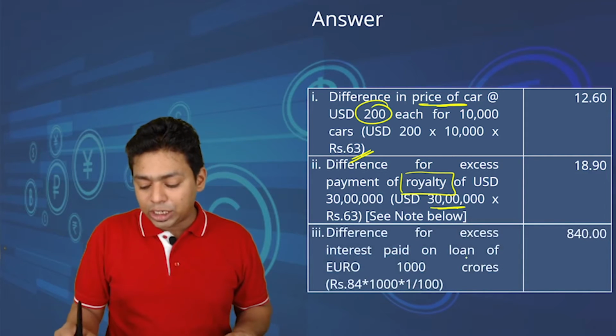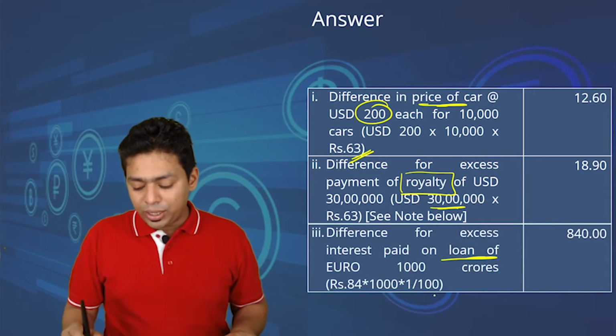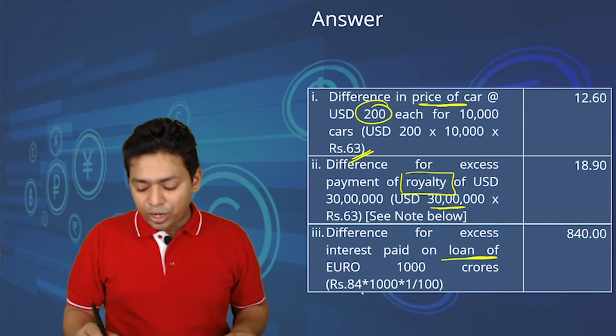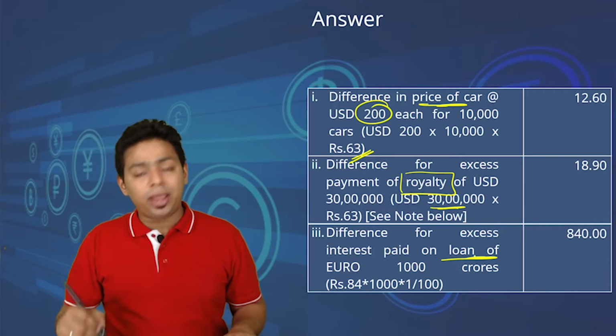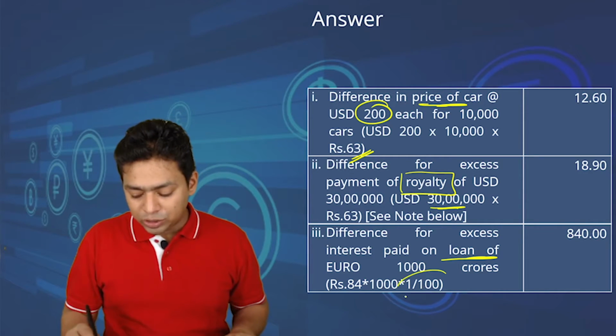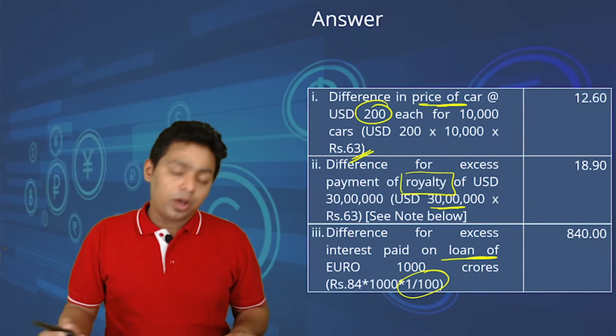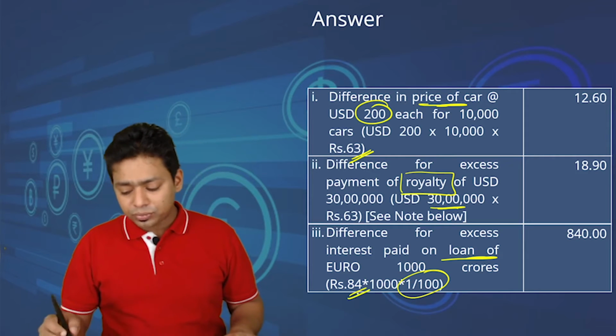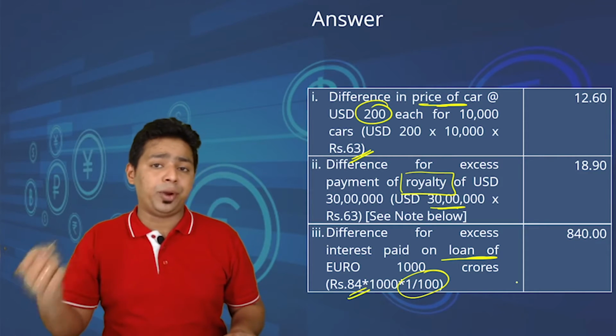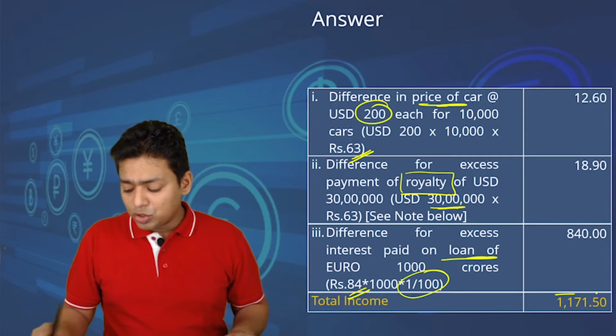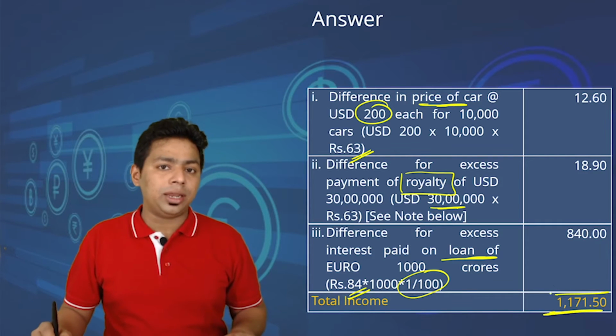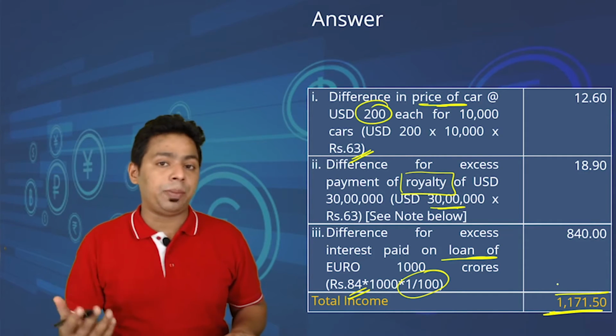Difference for the excess interest paid on the euro loan. How much excess interest have we paid? 84 into 1000 into 1 divided by 100 into 1 divided by 100. This is 1% on the 1000 crore euro loan, and this is 84. So 840 crores we have paid extra. This is the total amount of income that will result after the TP adjustment.